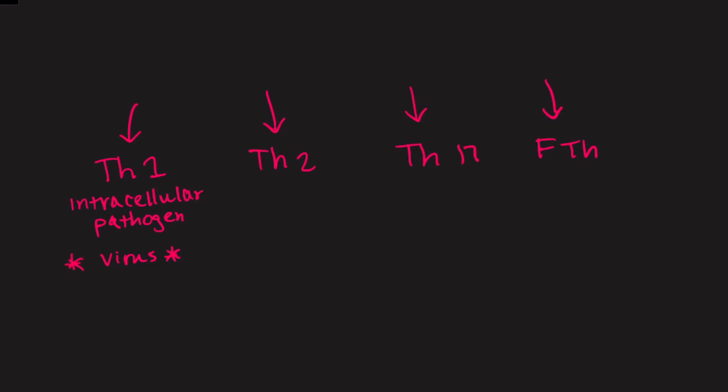Th2 are what we use to treat surface pathogens. And really, when I think about those, I'm thinking about big parasites like helminth worms, roundworms, stuff like that. Th17 is extracellular pathogens.